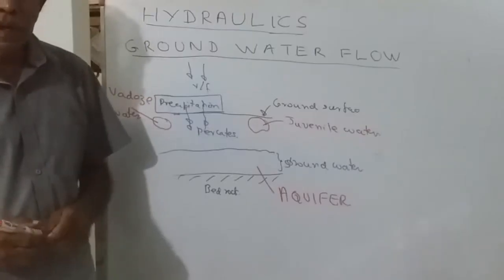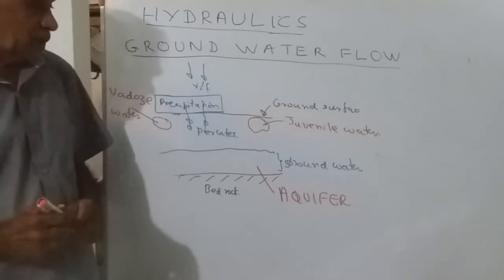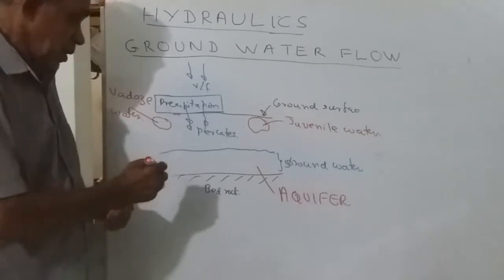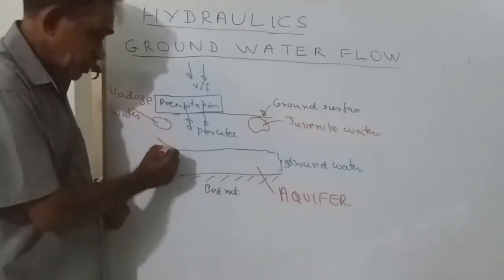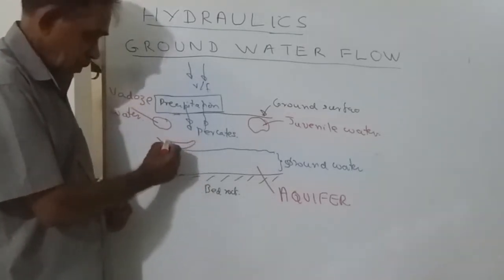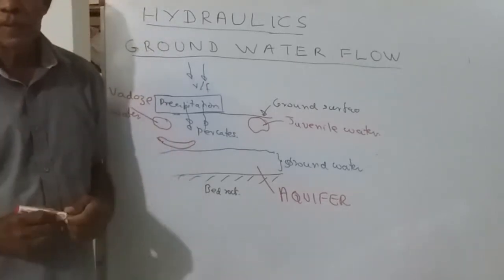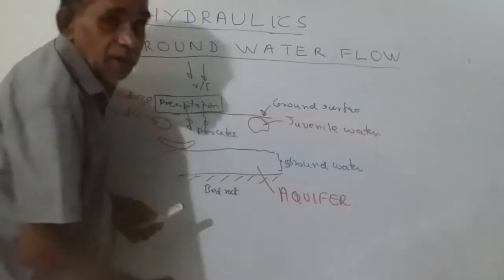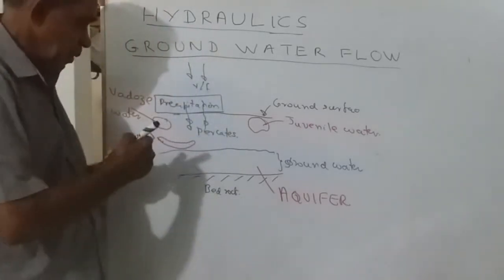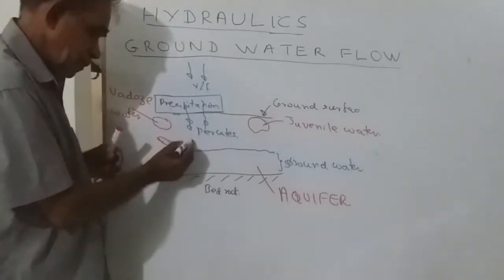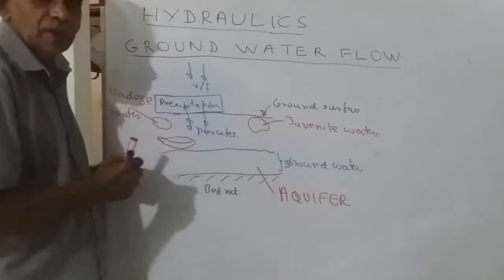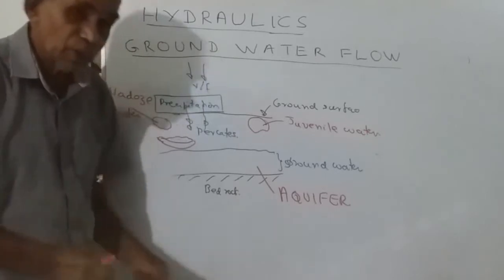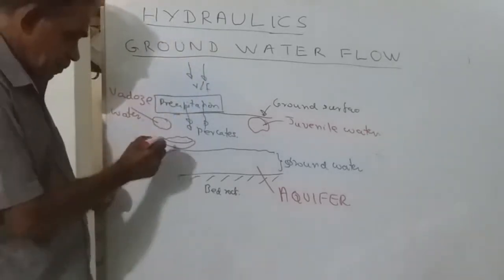In addition, there is another way of getting water. Sometimes a cup-shaped rock layer occurs inside the ground, and this cup-shaped structure can retain some water after rainfall. So that water gets collected there. That is known as perched water.